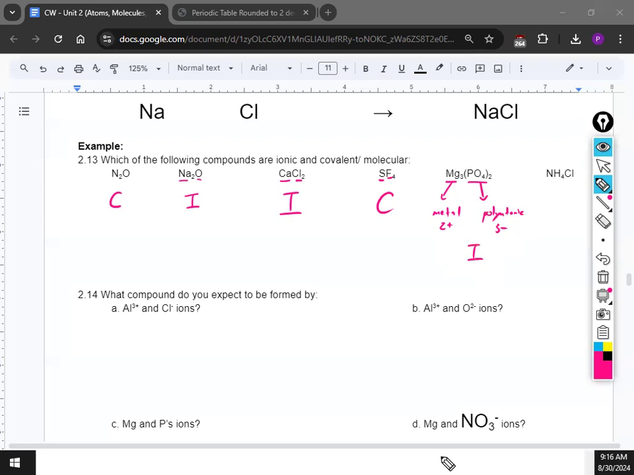Okay. So this is why it's important to memorize the polyatomic ions. That way you can just look at the molecule and be like, hey, this is a polyatomic. Okay, but an easy way for you guys to notice is that if there's a polyatomic, there's just going to be a lot of elements in that molecule.